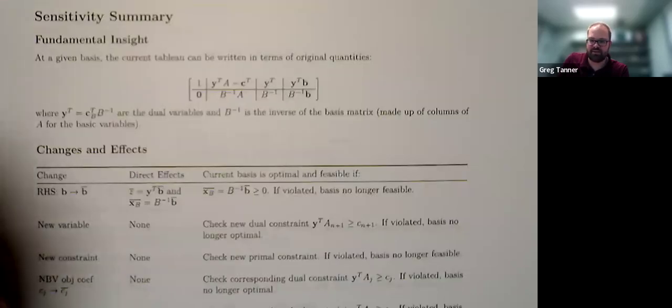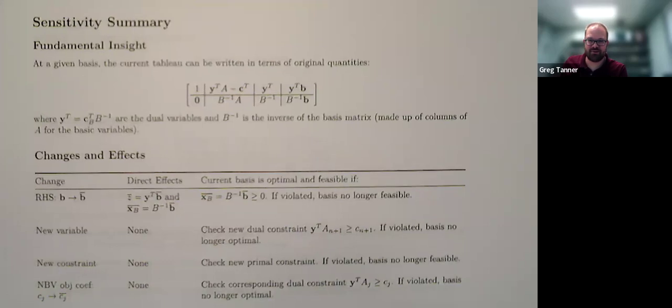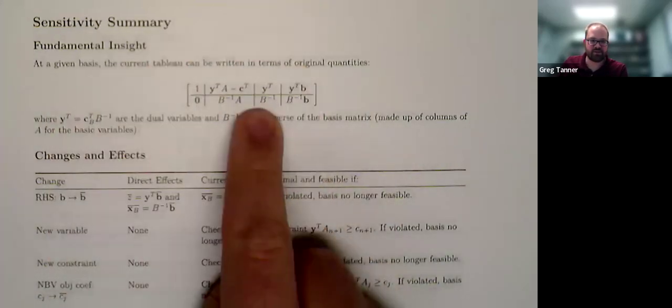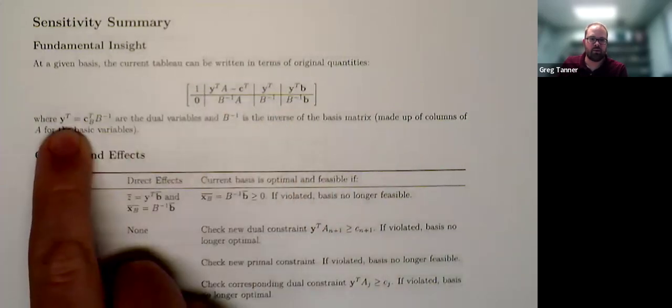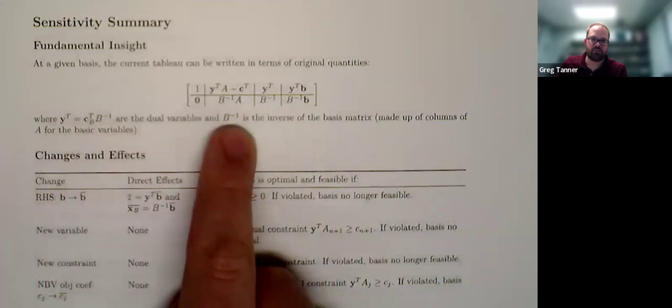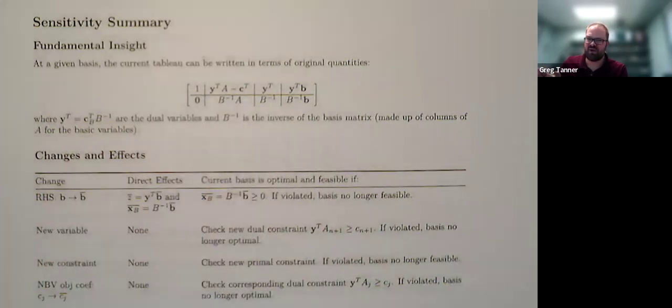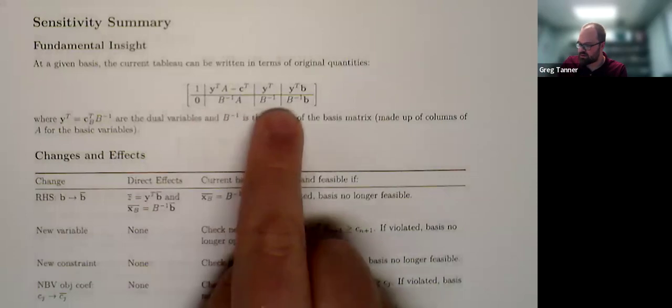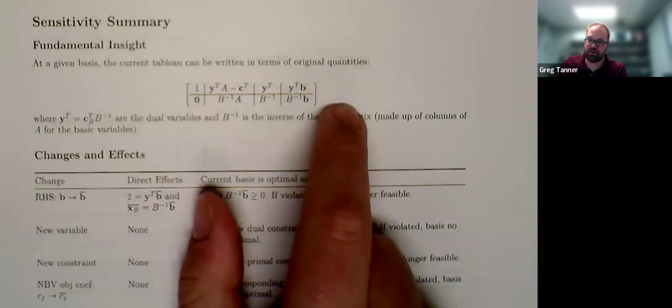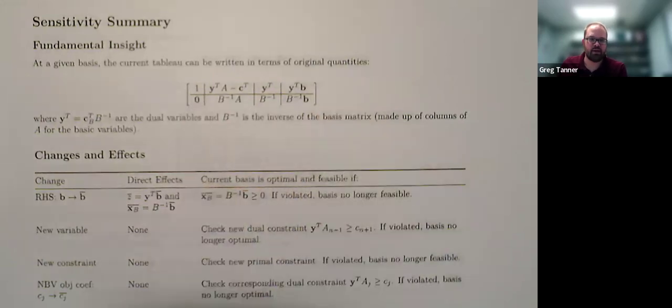Okay, let's conclude our sensitivity journey with just a real short summary video. So here's our fundamental insight that we introduced previously. This is our tableau after we've transformed, where the y transpose are the dual variables, which we get from C_B transpose B inverse. B inverse is the inverse of the basis matrix made up of the columns of A, as well as maybe some of the identity columns that are underneath the basic variables. And this is the final tableau, or the tableau after any transformation for any basis.